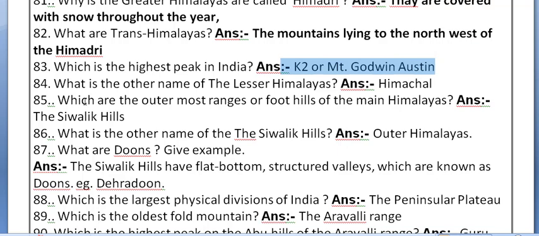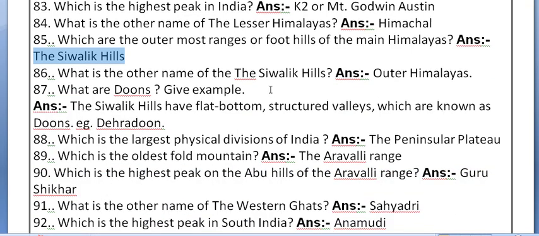Question number 84. What is the other name of the Lesser Himalayas? The answer is Himachal. Which are the outermost ranges or foothills of the main Himalayas? The answer is the Shivalik Hills. What is the other name of the Shivalik Hills? The answer is Outer Himalayas.